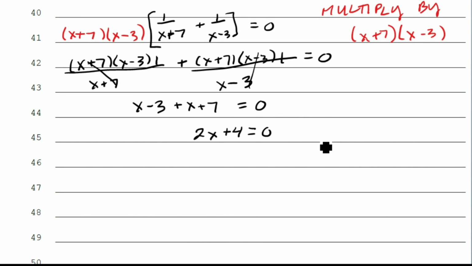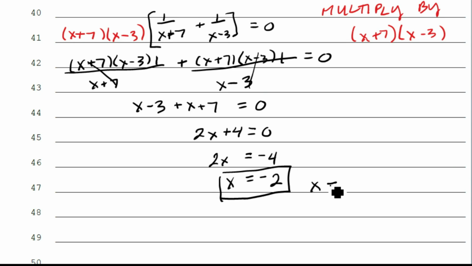Bring this plus 4 over to the right hand side by adding a minus 4 to both sides. End up with 2x equals minus 4. Divide by 2. x equals minus 2. So we're saying that x equals minus 2 and x cannot be minus 7 or plus 3.